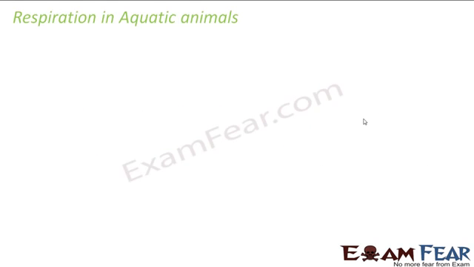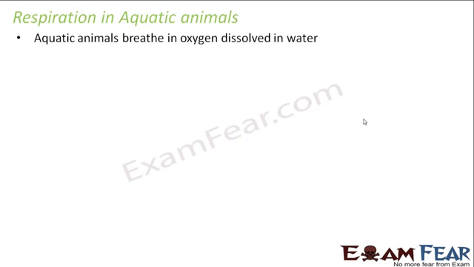So let us now start talking about respiration in animals. Let us start with the aquatic animals: how does respiration happen in animals which live in water? Aquatic animals breathe in oxygen dissolved in water. Normally in case of plants, what did we see? That they utilize oxygen or carbon dioxide present in the atmosphere, right? But aquatic animals, those who are living in water, need to utilize dissolved oxygen.